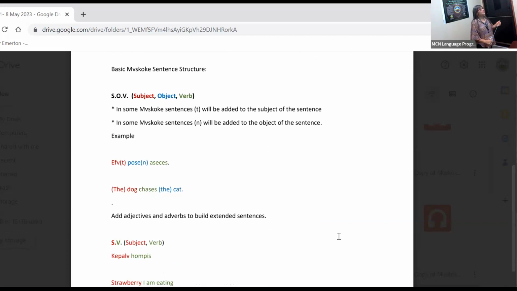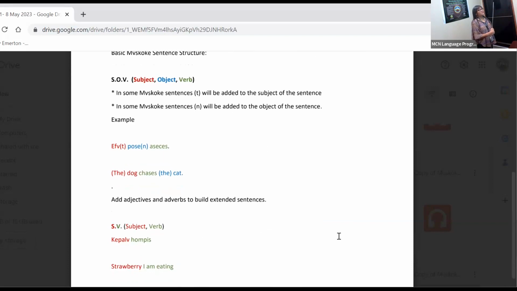All right, the basic Mvskoke sentence structure is subject, object, verb. In some Mvskoke sentences, the T will be added to the subject of the sentence. In some Mvskoke sentences, the N will be added to the subject of the sentence. I went over this with Mvhayv Barnett, and the way I learned was different from the way she understood things. So in between our two ways of thinking, I'm trying to make it to where everything will mesh and you will understand the Mvskoke language.